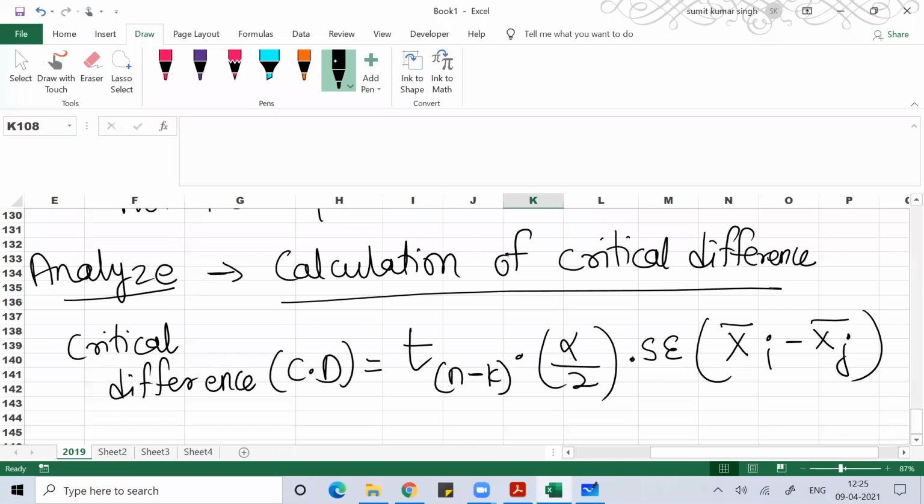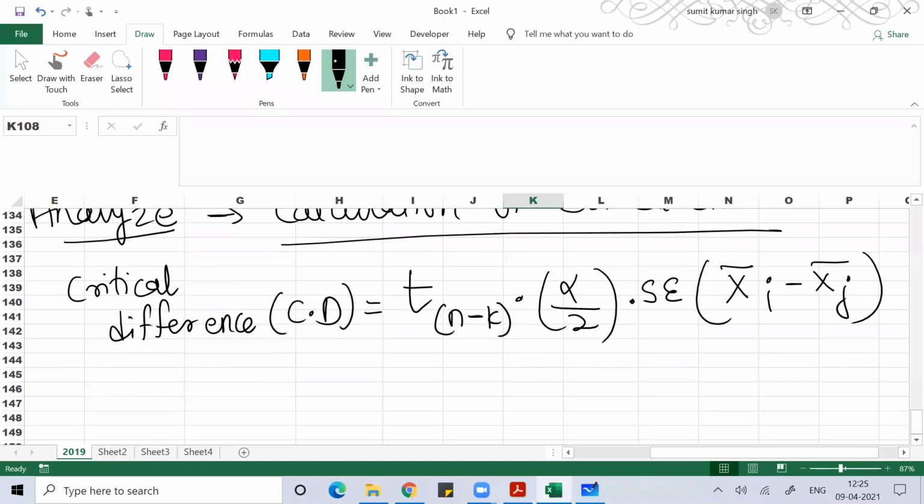Okay, everyone. I hope you remember we have the T table and the Z table. Here we'll take the help of the T table for the critical difference.